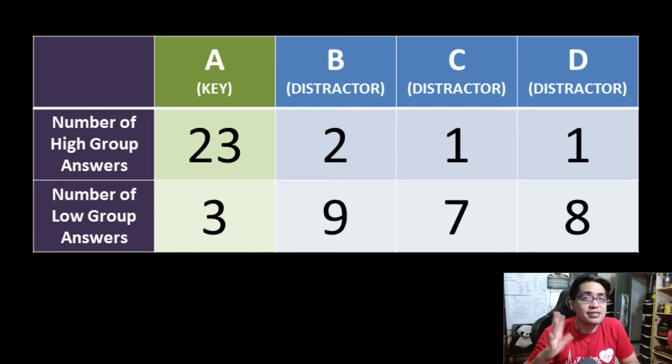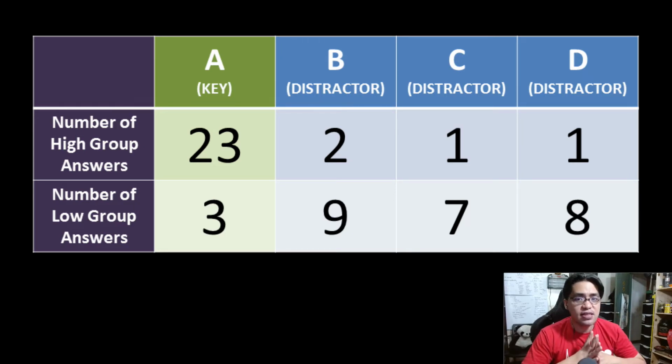This situation is not perfect, but it can still be considered a good question with good distractors. There are more students in the high group than students in the low group that answered the key. This indicates that the key is doing its job properly in appearing as the correct answer for students who studied and learned the subject material.